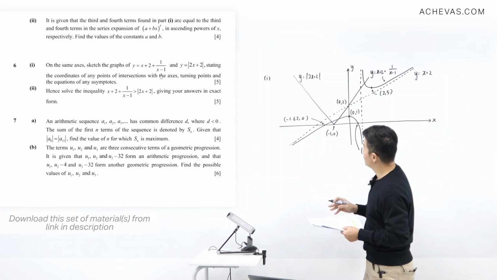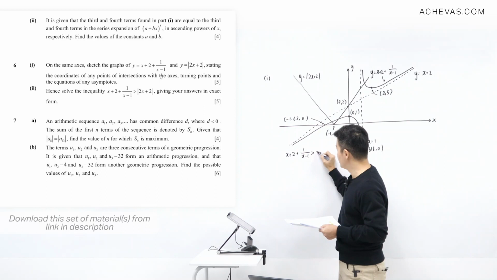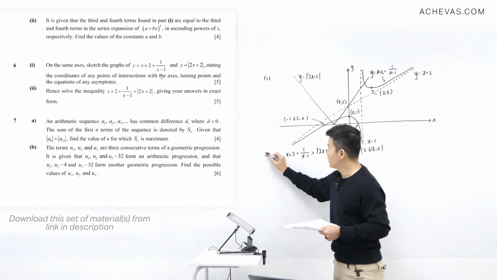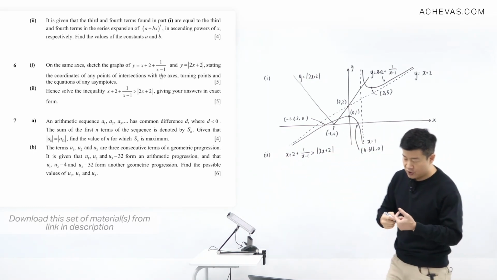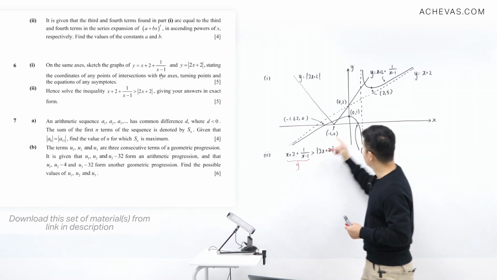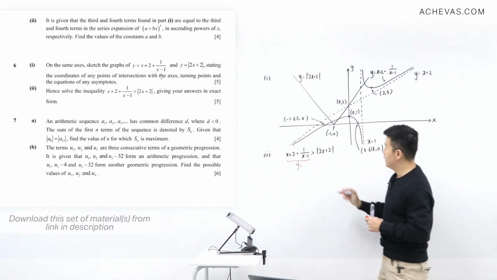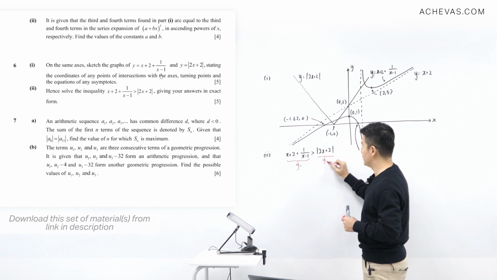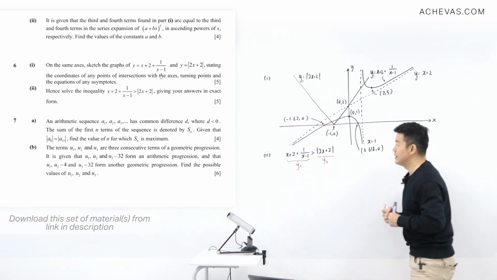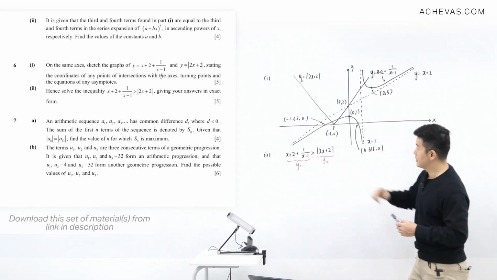Hence, the question says, solve the inequality where x plus 2 plus 1 over x minus 1 is supposed to be bigger than the modulus of 2x plus 2. So this is the inequality that we are supposed to be solving after we have sketched the graph. We can look at this as the y coordinate for the curve. So I'm going to call this y1, and as for this, I'm going to see this as y2. So what this statement is requiring us to find is the range of values of x such that y1 is bigger than y2.